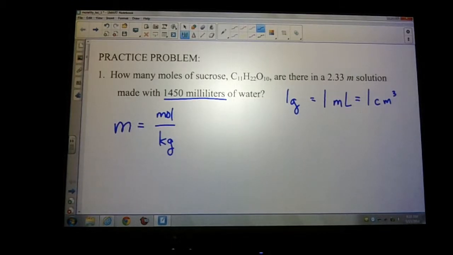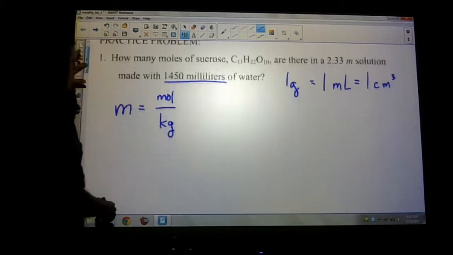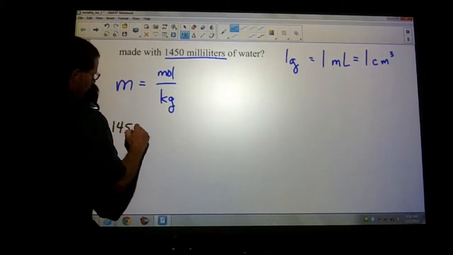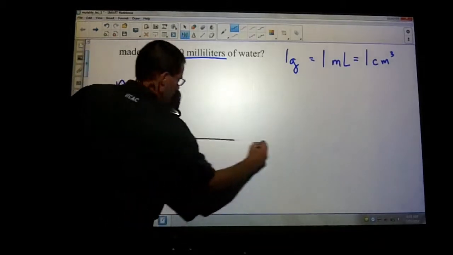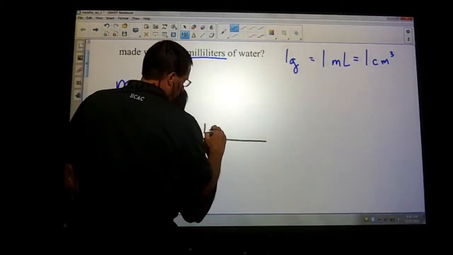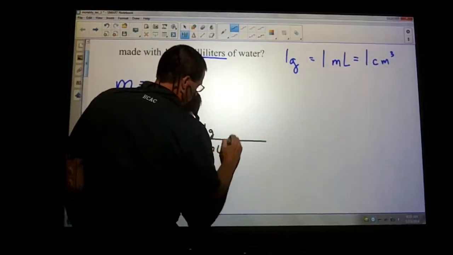1,450 milliliters of water. Do we need to go through that? Yeah, probably wouldn't be a bad idea. So we'll start off with what we know, the 1,450 milliliters of water. Convert that into grams. So 1 gram of water is 1 milliliter.